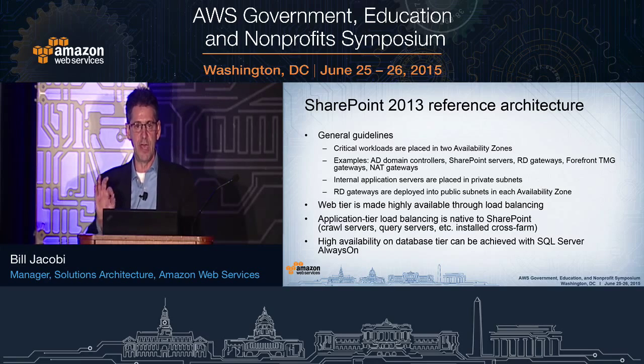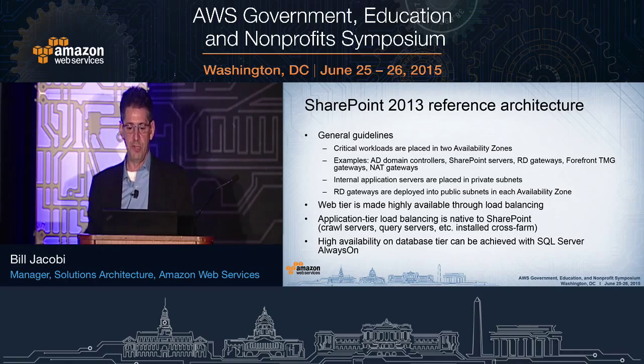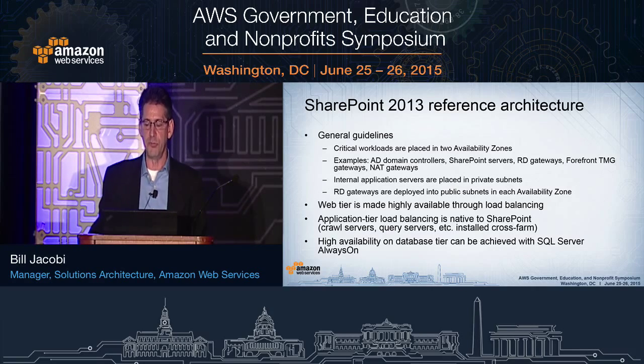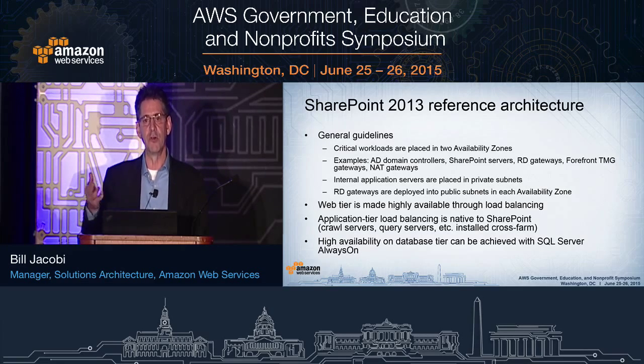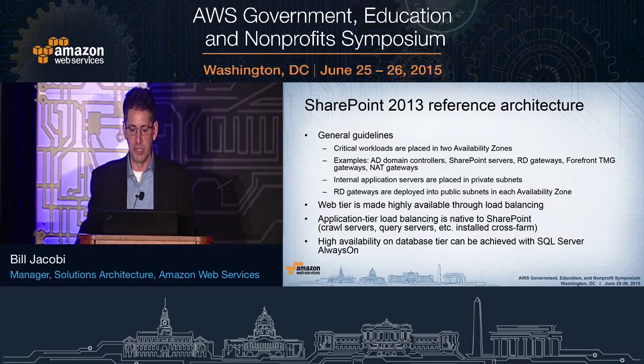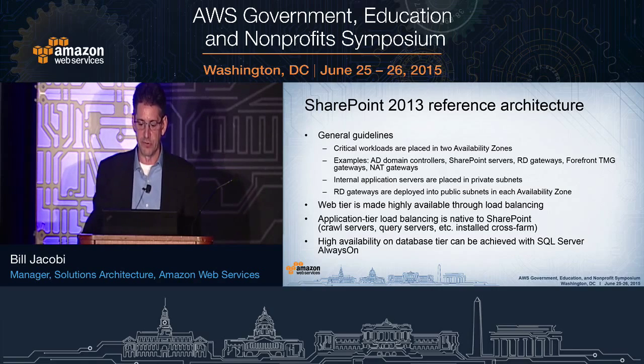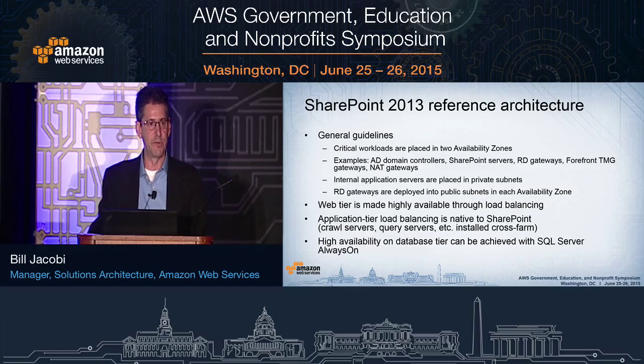Internal application servers that shouldn't be reachable by the internet should be in private subnets, and the remote desktop gateways would be deployed into public subnets. Now the web tier is made available through load balancing. So you can put multiple SharePoint web front ends in multiple availability zones and load balance between them using either the Amazon ELB service, or HA Proxy, or NetScaler, or any one of the load balancing products that are in the Amazon marketplace. In the case of SharePoint, the application servers on the middle tier are natively load balanced by SharePoint when they're installed. So SharePoint will natively install crawl servers, query servers, sandbox application servers in a way in which there's native load balancing of the application servers. And lastly, the database tier high availability is achieved with SQL Always On.